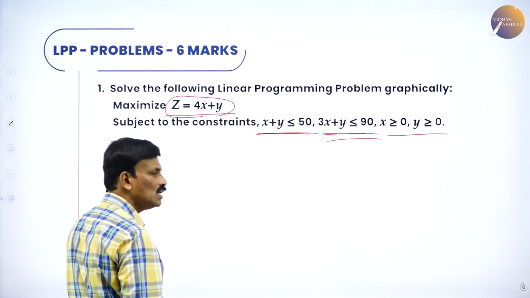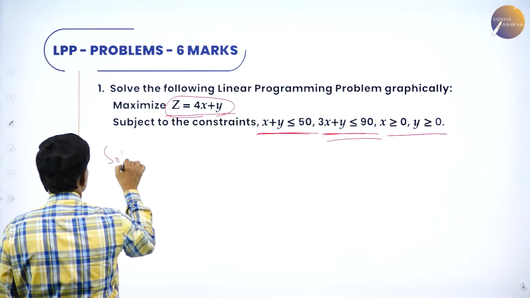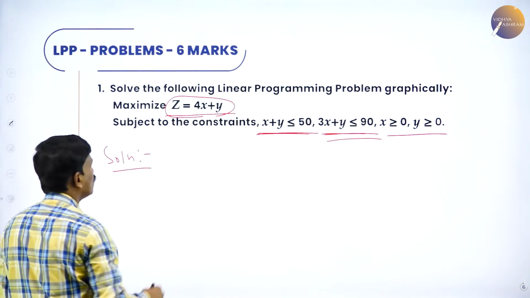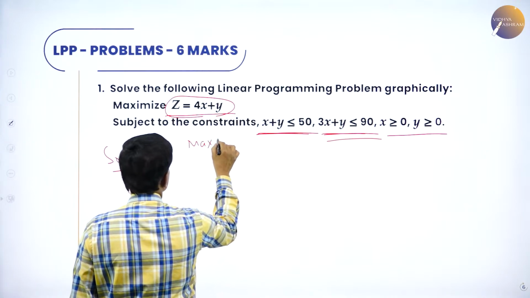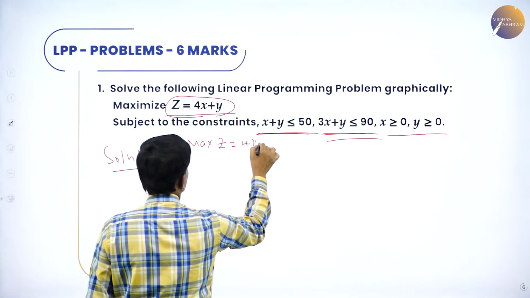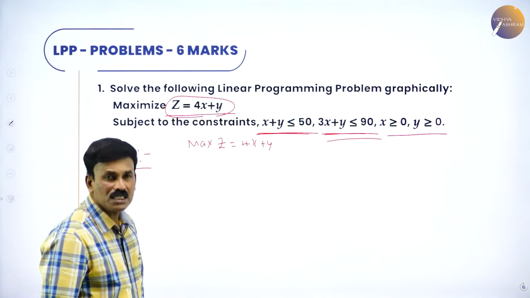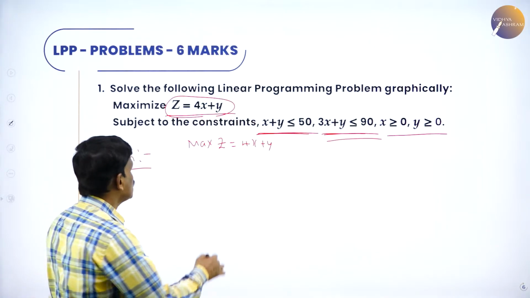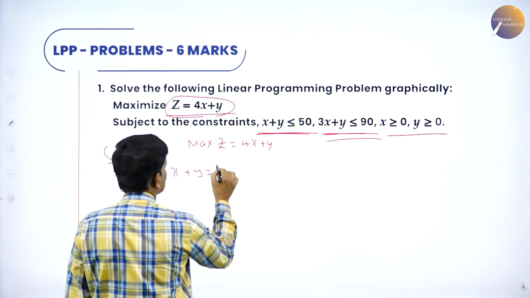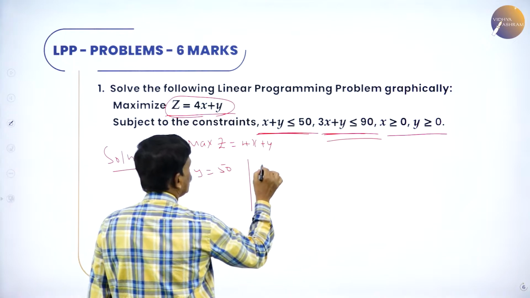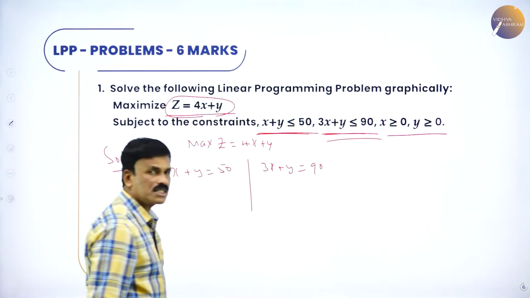Now, let us come to the first step. Let me come to the solution. Now, find out the corner points first. This is the objective function, max z is equal to 4x plus 3y, subject to the constraints. Linear inequalities can be converted into equalities. Equation 1 can be written as x plus y is equal to 50, and another equation is 3x plus y is equal to 90. Now let us solve these equations.